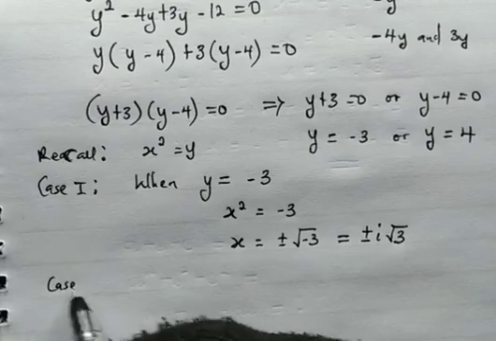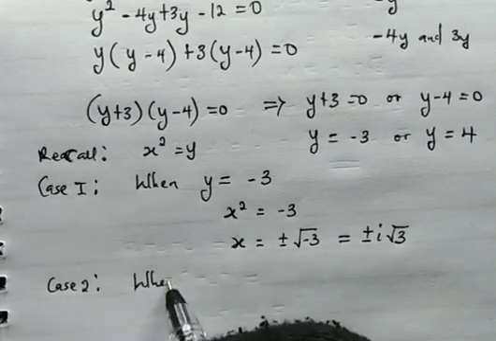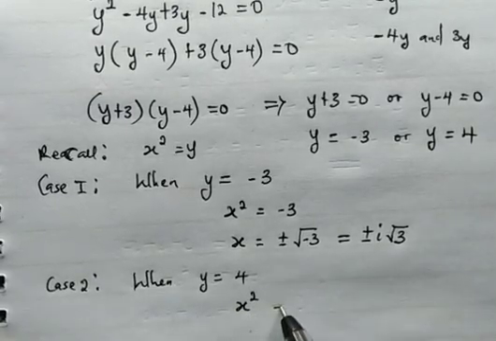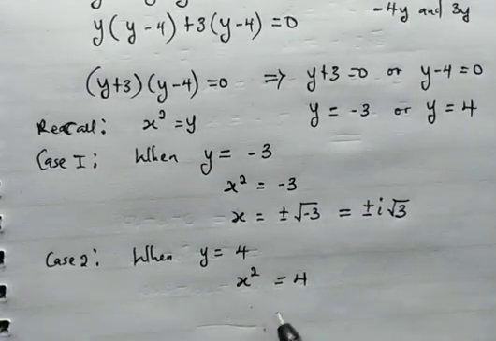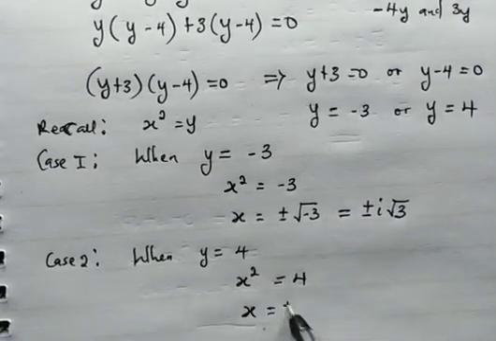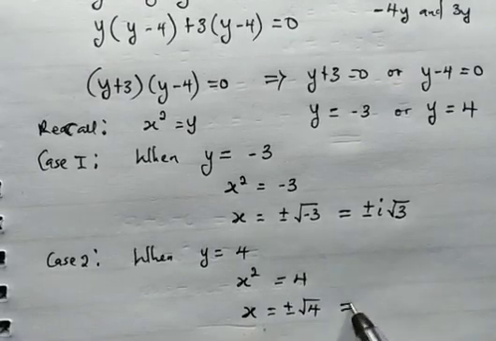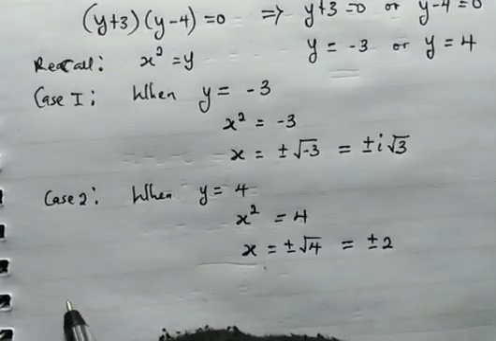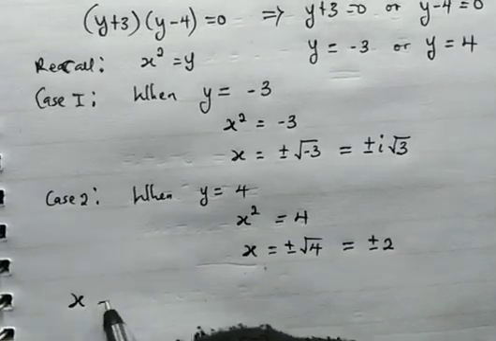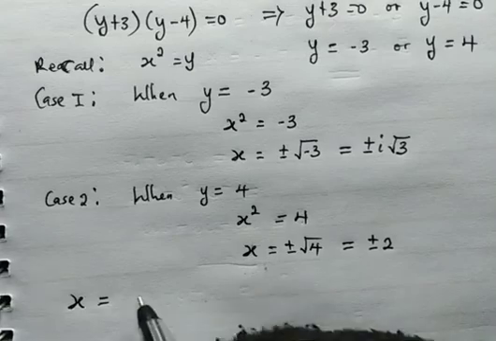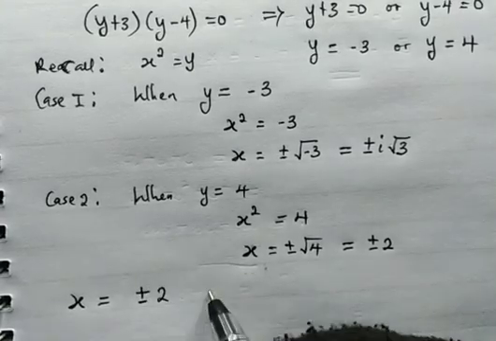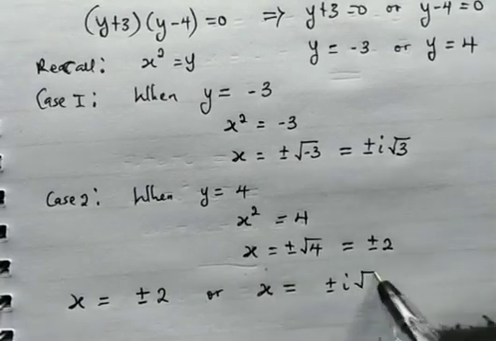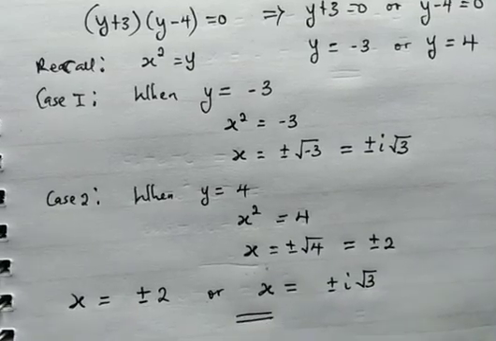Then case 2, when y is equal to 4, we get here x squared is equal to 4, right? So if we take the root of both sides, we get x is equal to plus or minus the root of 4, which is equal to plus or minus 2, right? So here we have the solutions. So we have x is equal to plus or minus 2, or x is equal to plus or minus i root of 3, and these are the solutions.